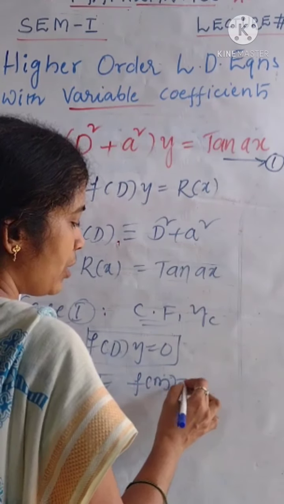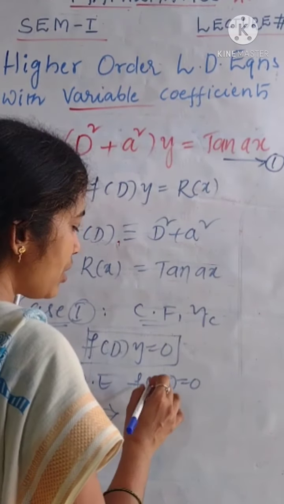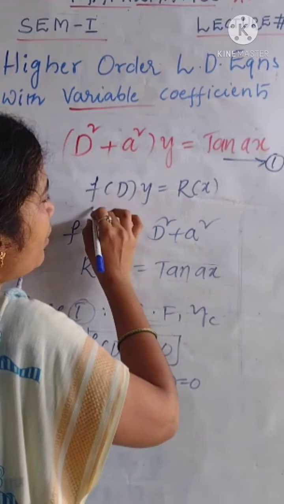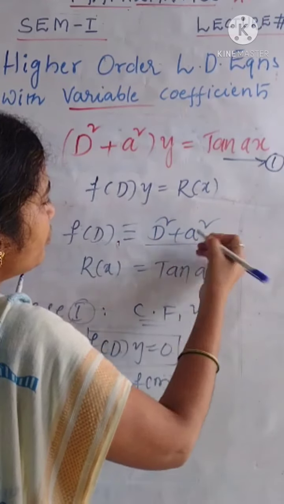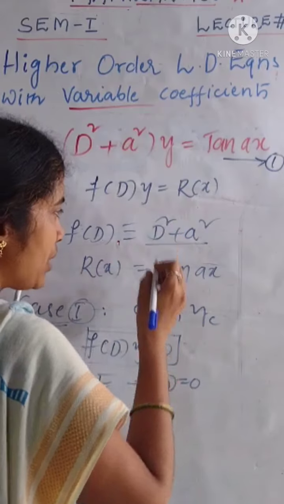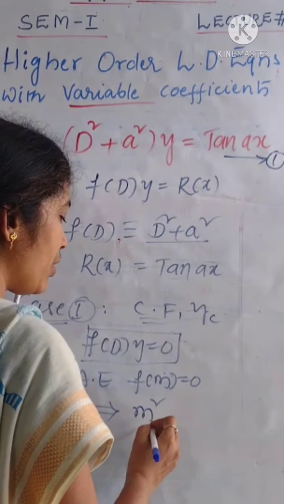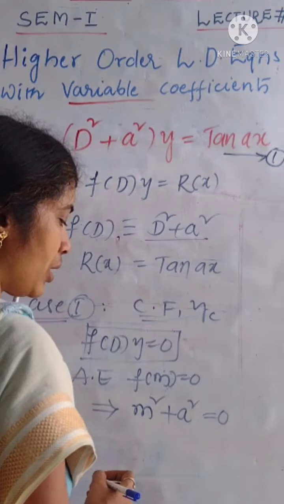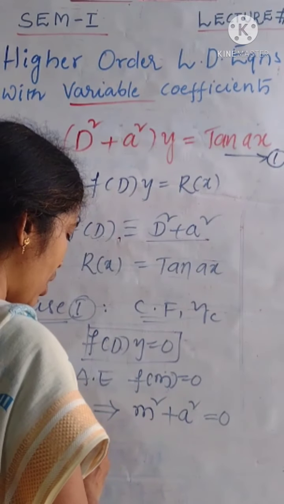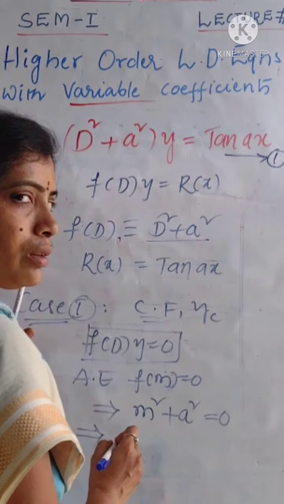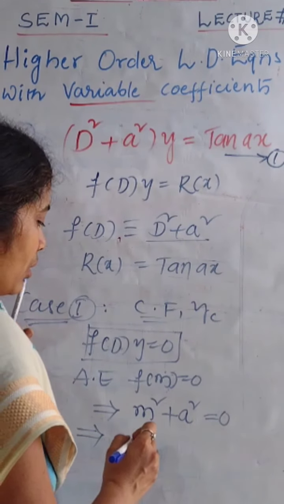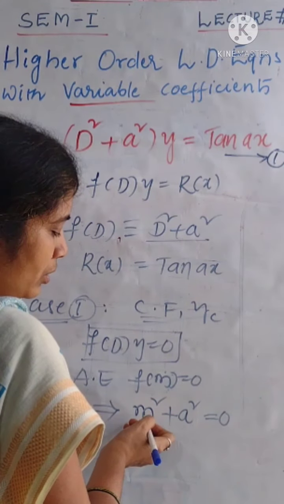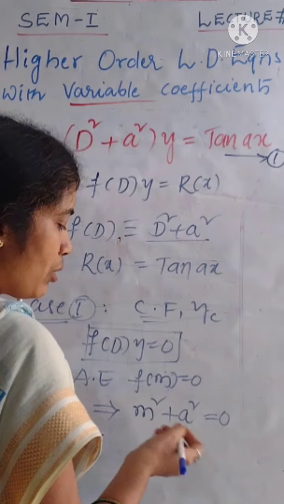f of m is equal to 0. Then what is f of m? F of d is this. Then f of m is obtained by replacing d by m. We have f of m is m square plus a square is equal to 0. This is the auxiliary equation. Find the roots. How many roots for this equation? The degree of m is 2. That's why we have 2 roots.